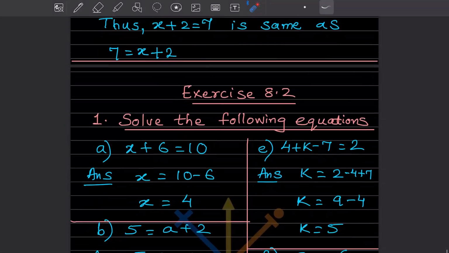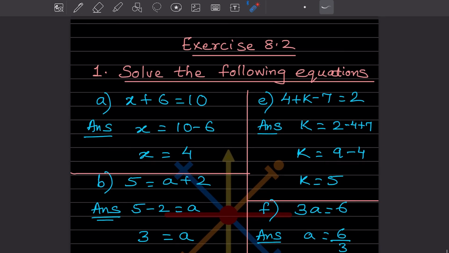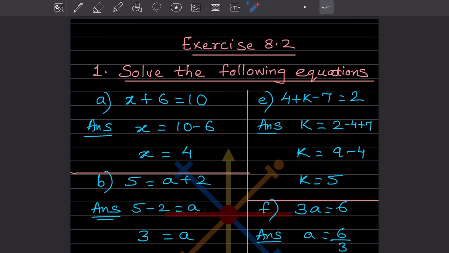So now we will go directly to the exercise. What does this say? Solve the following equations. So these are the equations given and you have to solve them. In the previous video you must have seen that you had to write the statement for that, but that was only up to this point. Here it says solve, which means you have to get the variable, now this variable is x, so you have to get x on its own over here.